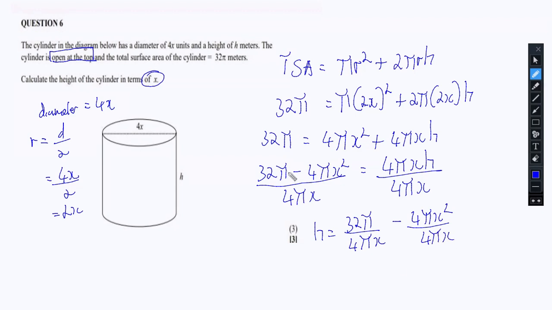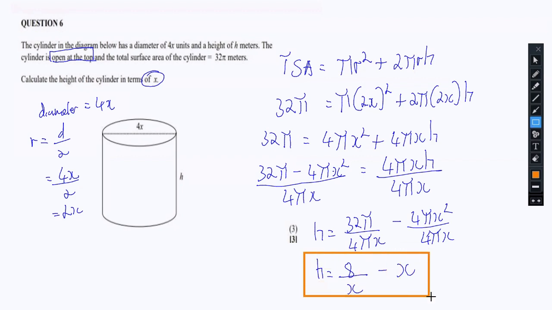Remember, if you have something like this, you can express each and every term over the same denominator. Now, what is 32 divided by 4? That's 8. The pi and the pi will cancel out, so we'll be left with the x on the denominator. Here, the 4 and the 4 will divide out. Pi and pi will divide out. From the x squared here, we'll cancel out 1 x, so we'll be left with the x on the numerator. So this is our expression for h. You leave it like this. From this point, you cannot go further. So that's your final answer. You have expressed h in terms of x. So that's all you needed to do.